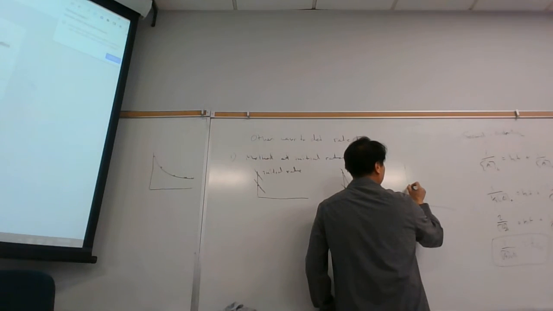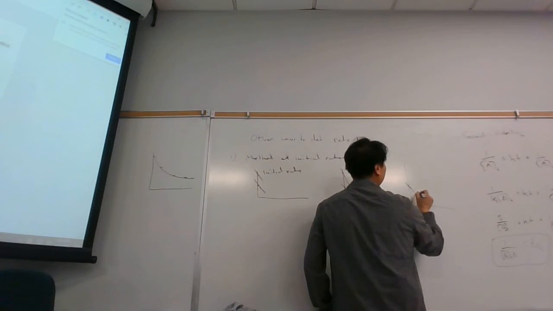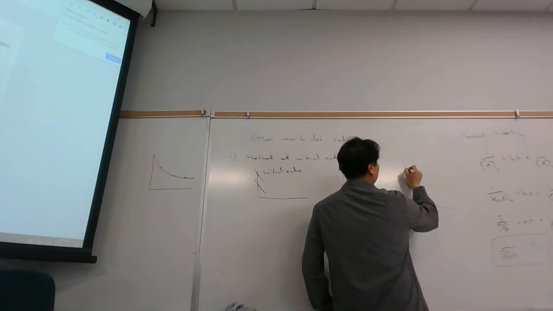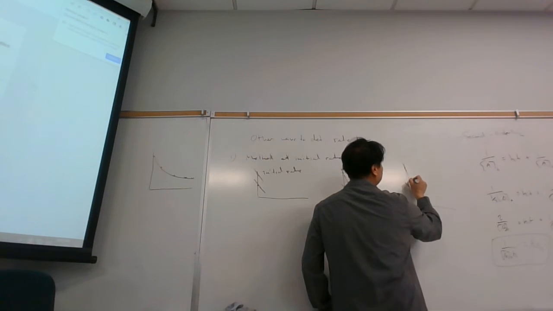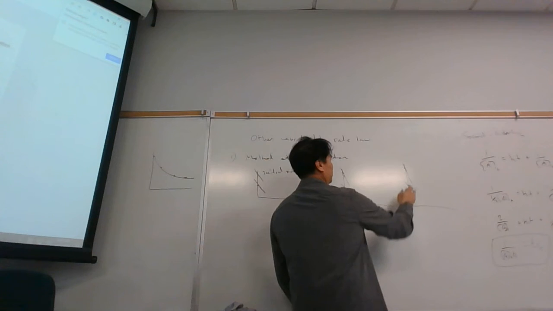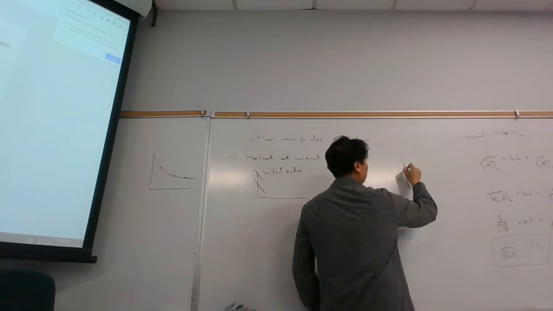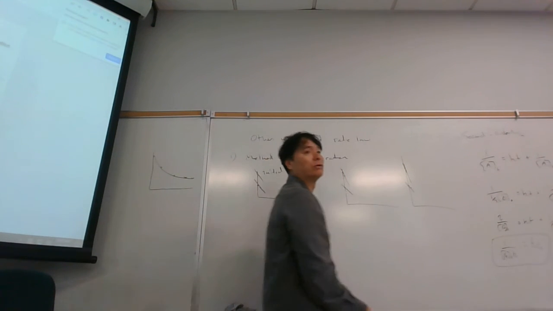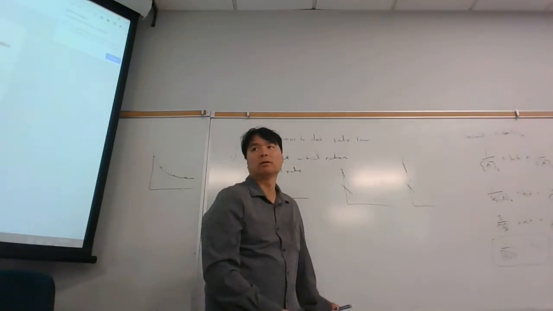If I take the initial rate here and then double the concentration and the rate quadruples, it should be maybe close to vertical here. If the rate quadruples, then I know it's second order.